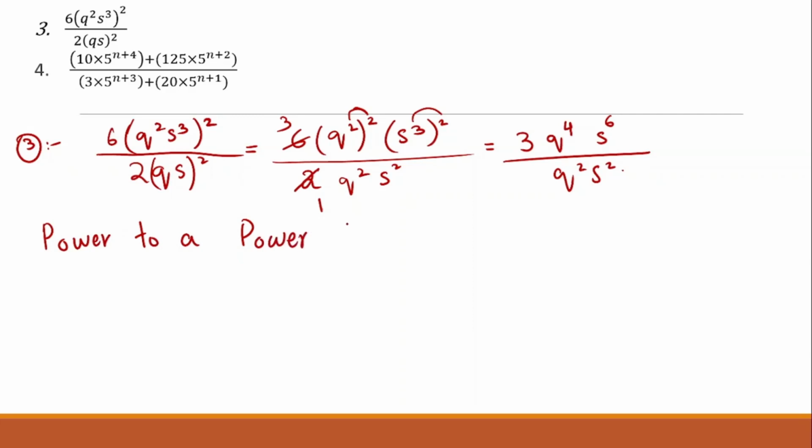Which says, let me just change the color, a to the power m to the power n is basically a to the power m multiplied by n. So I have just done this thing here. Now you can just simplify it like this.